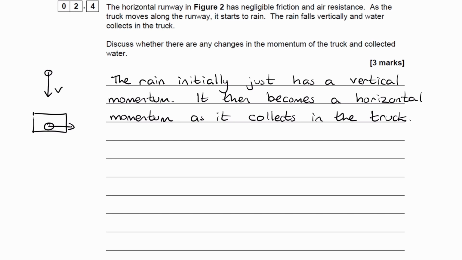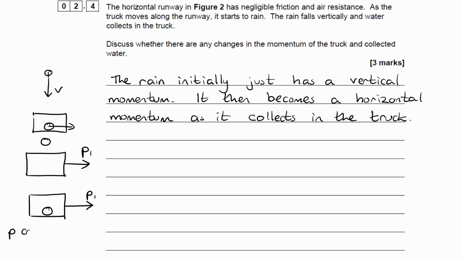So for the truck, it has a horizontal momentum to start with. Let's just call that P1. The water droplet doesn't have any horizontal momentum, so horizontally the momentum is 0. The initial horizontal momentum of the two, the rain droplet plus the truck, must be equal to their momentum after they combine. So when they combine, the rain is now inside the truck. The momentum of the raindrop and the truck will still be P1.